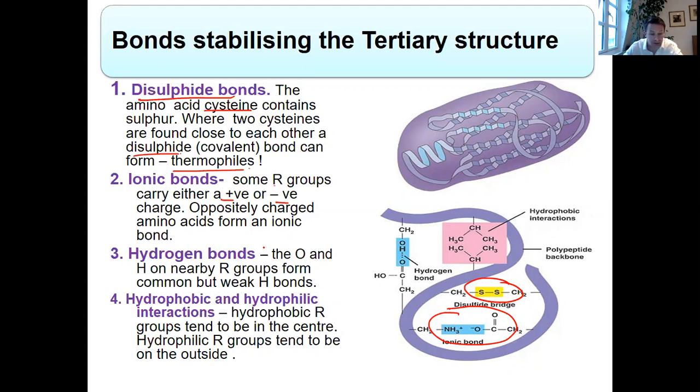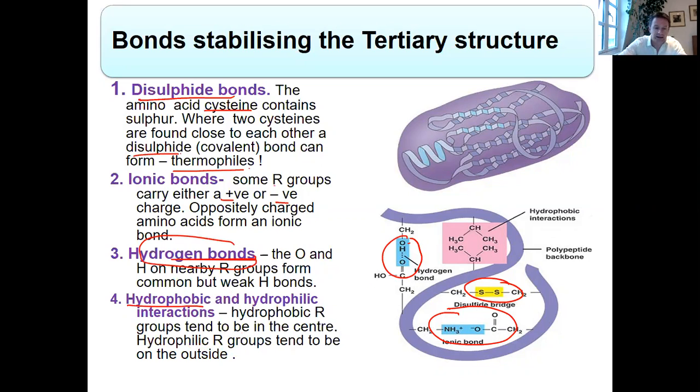We can have hydrogen bonds between R groups here and here, or you can have hydrophobic interactions where, because most proteins are in the cytoplasm or outside, so life principally takes place in water, and the cytoplasm is full of water, the hydrophobic R groups tend to fold away from the outside, so they tend to be in the center, whereas the hydrophilic R groups tend to be on the outside. So the polar R groups would be on the outside and the non-polar ones would tend to be on the inside.